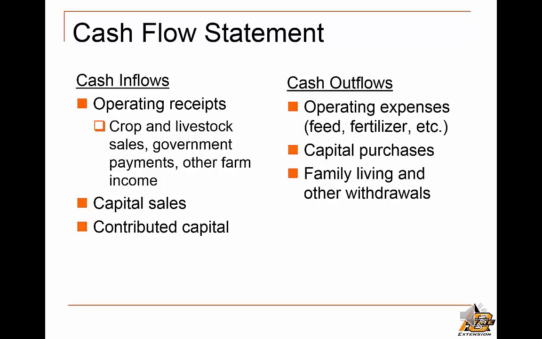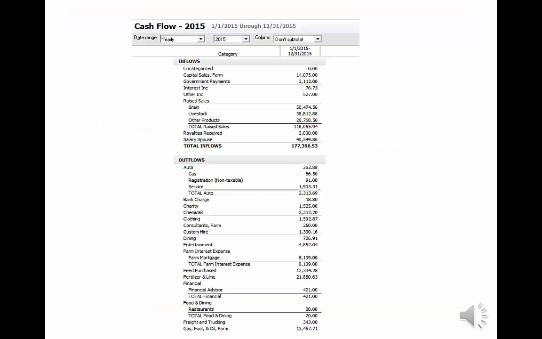If the farm provides cash for family living expenses, it must also be documented. Any other withdrawals, for instance, to pay child's college expenses or support another business, should also be recorded. The intent with the cash flow statement is to fully capture the cash coming into the business and leaving the business. Here's an example of a cash flow report generated in Quicken.